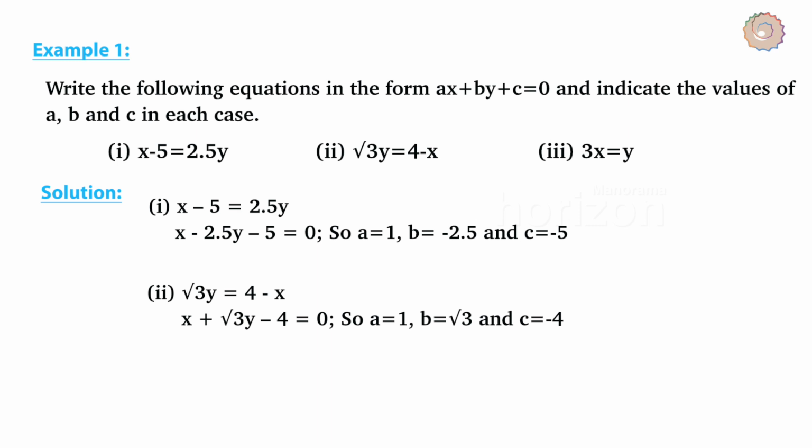The second equation is root 3y equals 4 minus x. It can be written as x plus root 3y minus 4 equal to 0. So, a equals 1, b equals root 3 and c equals minus 4. And the third equation is 3x equals y, which can be written as 3x minus y plus 0 equal to 0. So, a equals 3, b equals minus 1 and c equals 0.